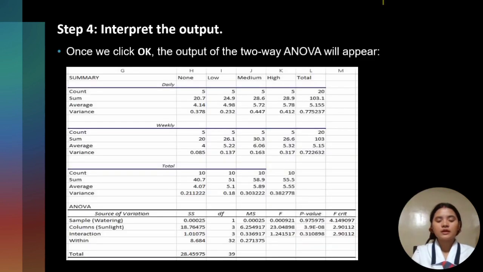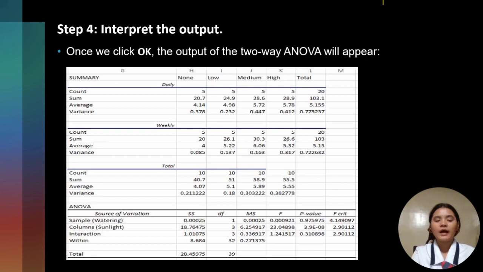So the last step is to interpret the output. Once we click OK, the output of the two-way ANOVA will appear. As you can see on the first 3 tables, it shows the summary statistic for each group. The 4.14 inches is the average height for plants that were watered daily but given no sunlight. And the 5.22 inches is the average height of plants that were watered weekly and given low sunlight.